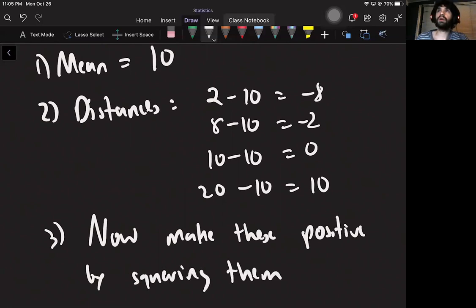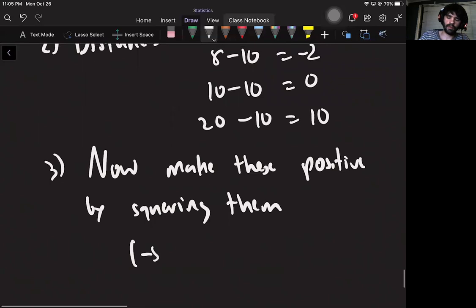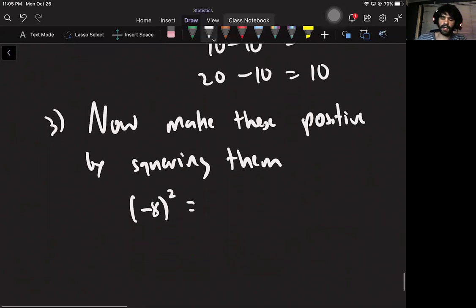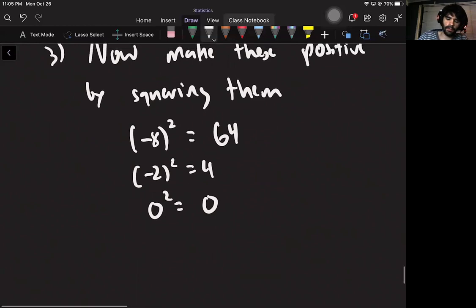So what does squaring mean? Well, you might have to remember, but it just means do this. Multiply it by itself. So -8 times -8, the negatives cancel, and that's why the negatives disappear when you do this. And then you do this to each one. So -2 squared gets you +4, 0 squared is still 0, and 10 squared is 100.